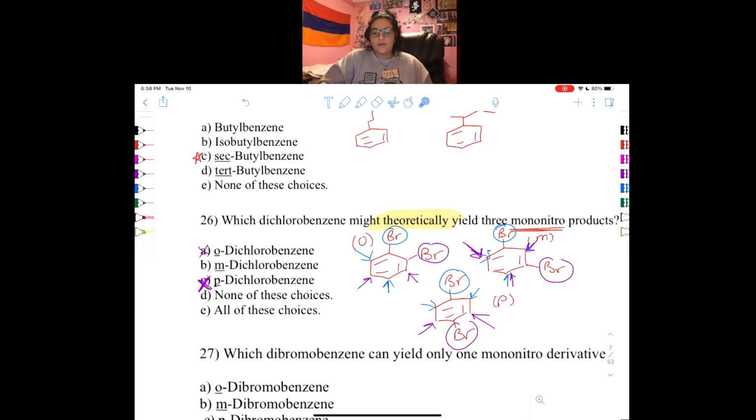The reason the word theoretically is important is because we are never going to substitute this position, this one right here, because it's too sterically hindered. It's in between two substituents, so we're never actually going to substitute that, but theoretically, there are 3 positions that we can substitute, so this is our answer.